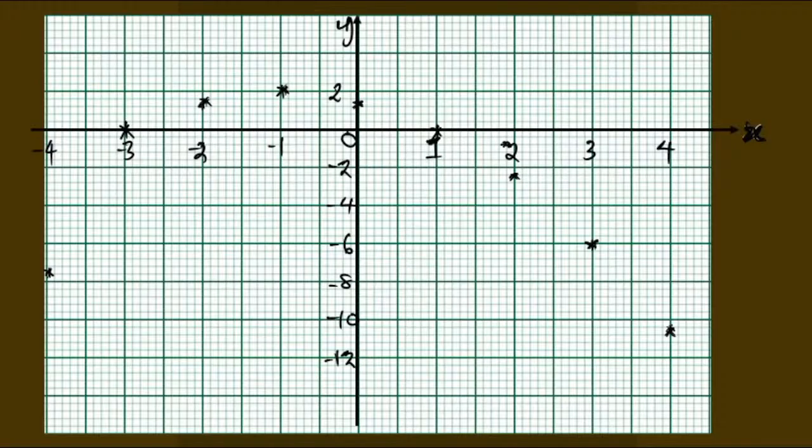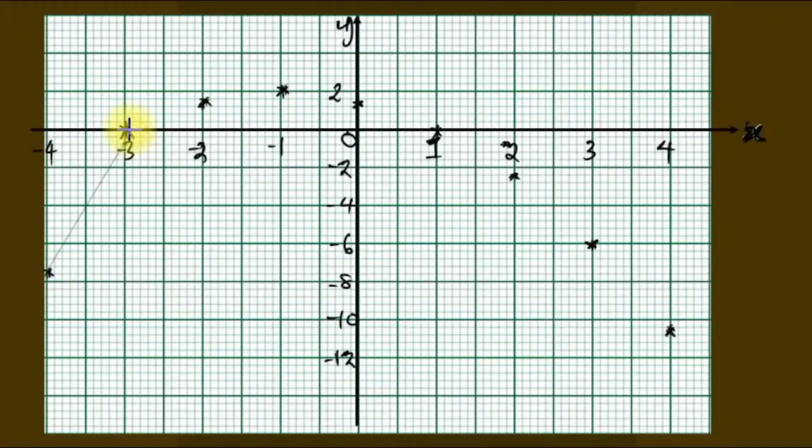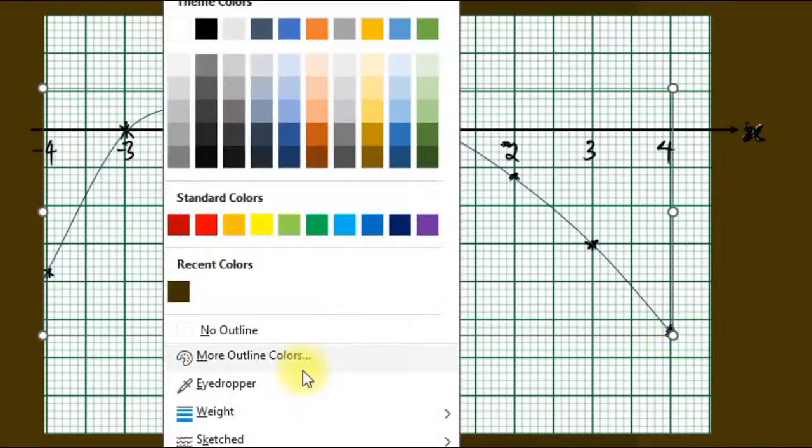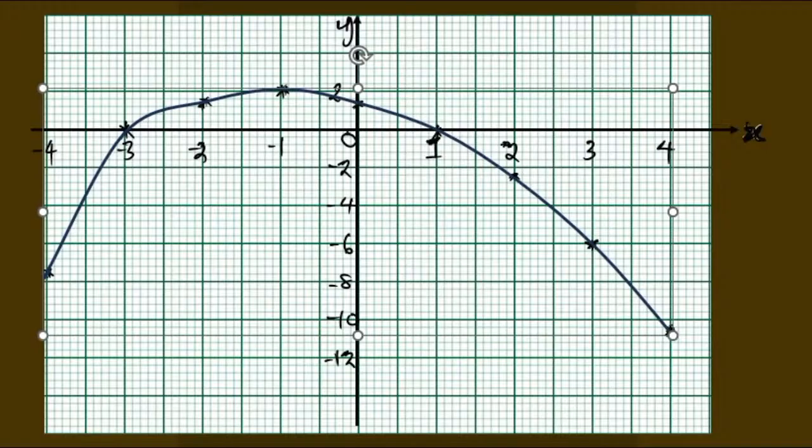So let's now join. So we are joining. So let's make the line thicker so that you can see it. Maybe let's change the color. Let's change it to white.